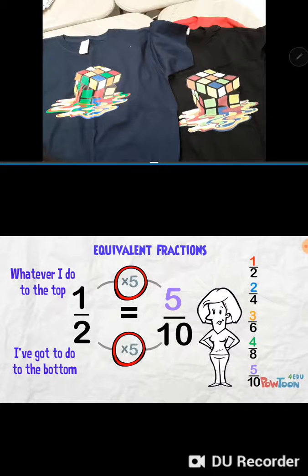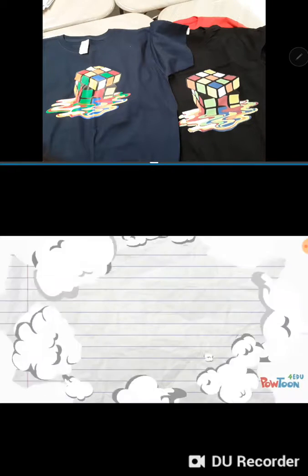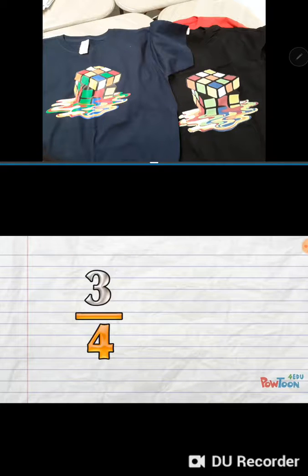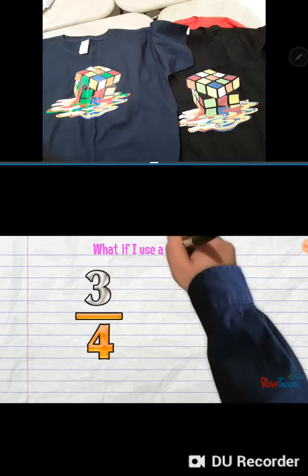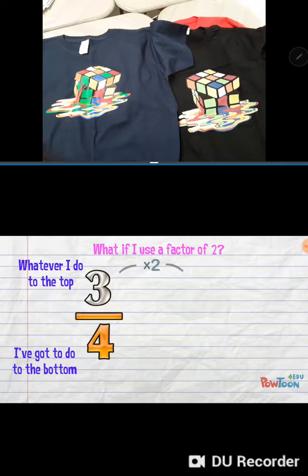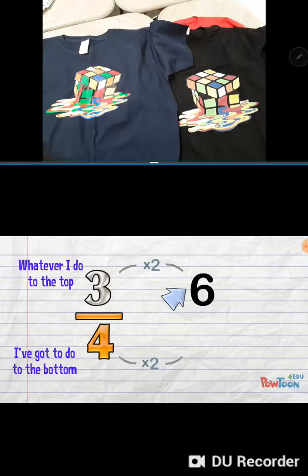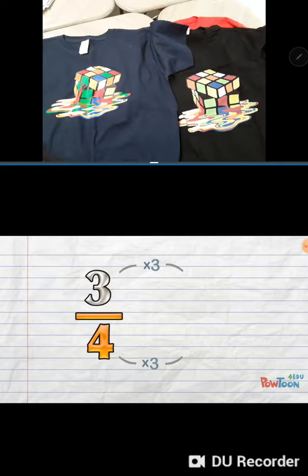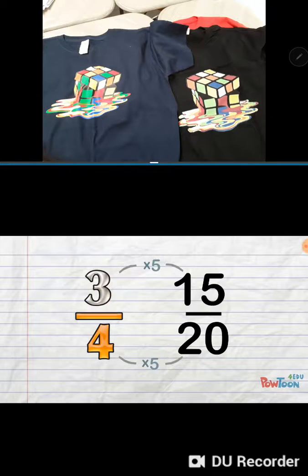Okay then, so let's do some practice to make it stick before you hit the worksheets. 3 over 4, 3 quarters, 3 fourths. What if I make an equivalent fraction using a factor of 2? Whatever I do to the top, I've got to do to the bottom. 3 times 2 is 6, the new numerator, over 4 times 2 is 8, the new denominator. Or I could use 3. 3 times 3 is 9, over 4 times 3 is 12. I could use 5. 3 times 5 is 15, over 4 times 5 is 20.